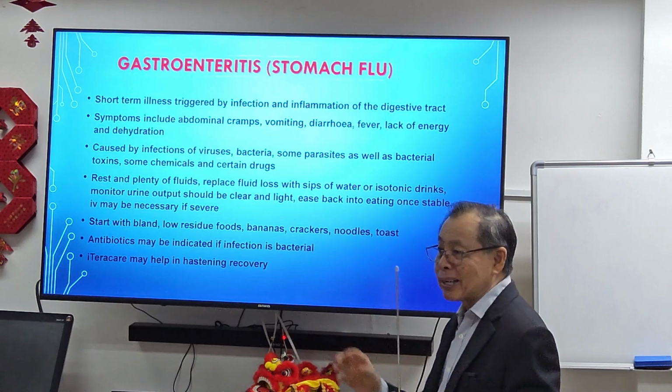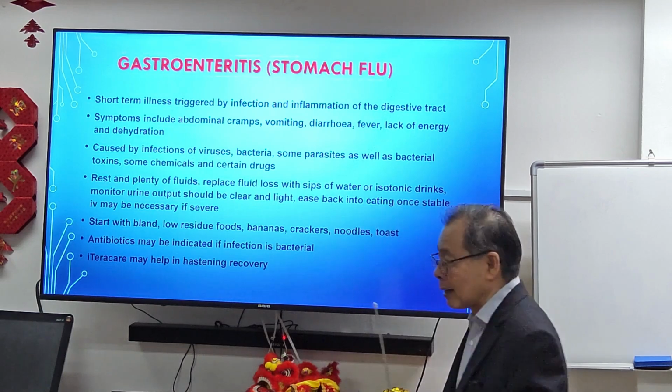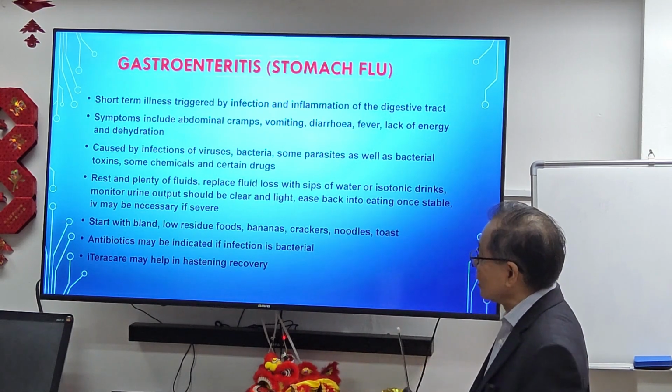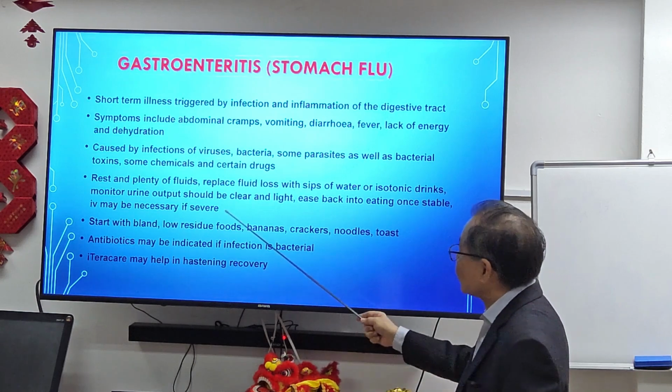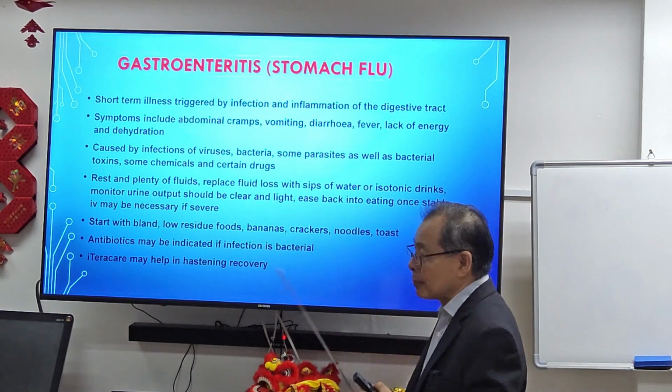Isotonic drinks. You know what isotonic drinks are, right? 100 Plus or Gatorade or things like that. They are equivalent in electrolytes to your blood. So if you replace all this, monitor your urine output.